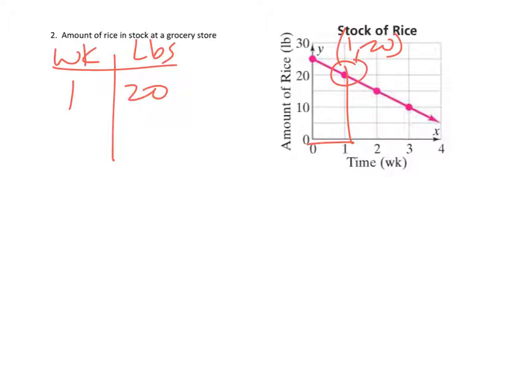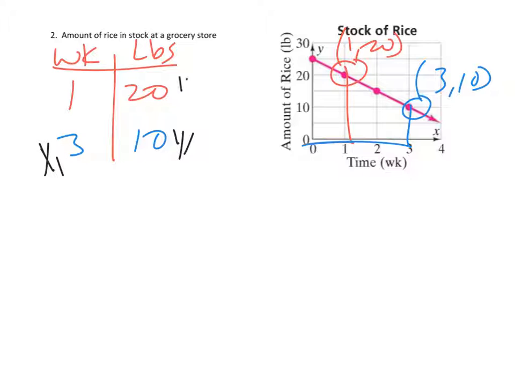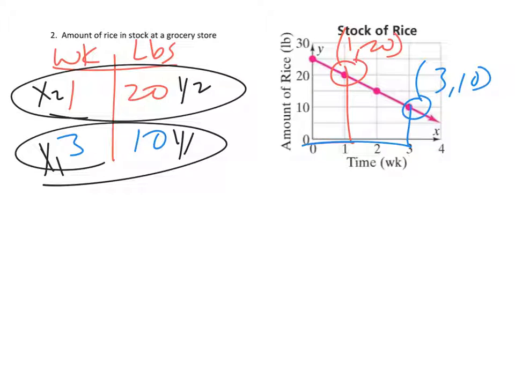And the other point I want to pick is this one right here. Let's go with (3, 10), right? So (1, 20) and (3, 10). Now it doesn't really matter which one's point 1 and which one's point 2. We'll call this one x1, y1, and this one x2, y2. It doesn't matter what you pick, but your 1s have to go together and your 2s have to go together. So that's the big trick there.